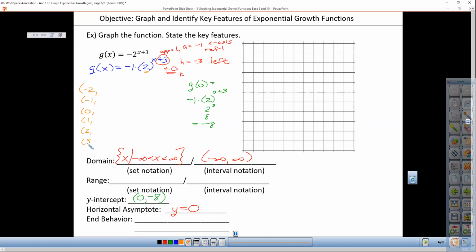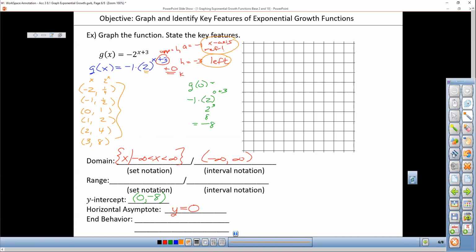And then those are my x's, and my y's are my 2 to the x's. So this is 1/4, 1/2, 1, 2, 4, and 8. And we're going to take these points and transform them. We have 2 transformations, remember here. We have a y-axis reflection and a translation to the left 3 units.